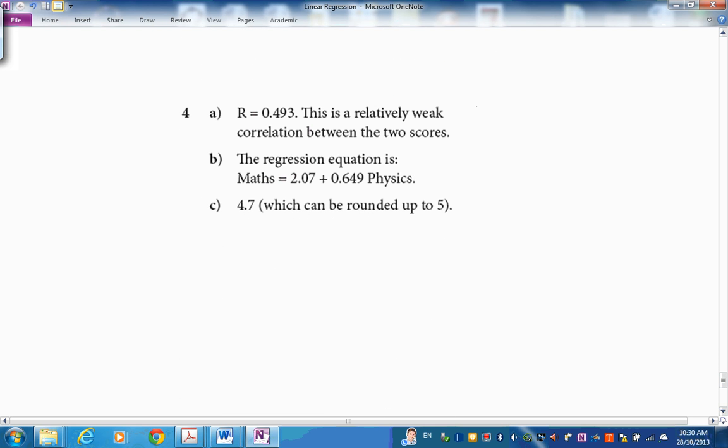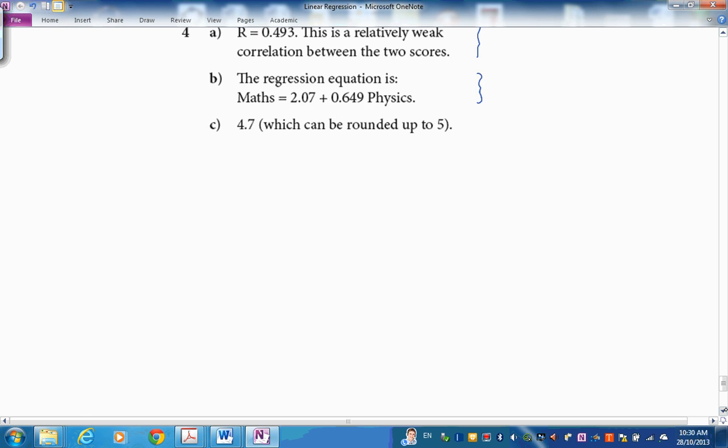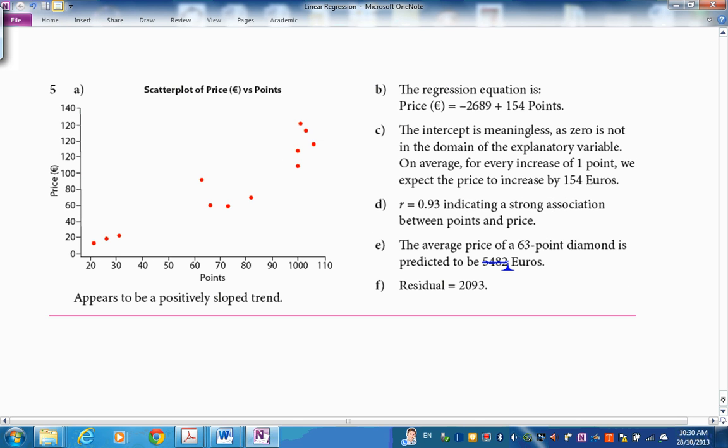Here, having a look at the R value, would you really use a regression line to describe the linear association? A bit weak to even bother, wouldn't you? I think you might say. Okay, so there we have it. Here's question 5.